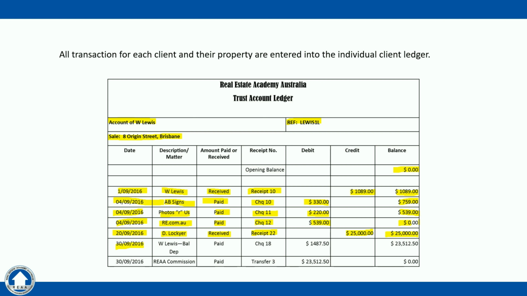And on the 30th of the 9th, obviously settlement has occurred, and we are going to transfer the balance of the deposit, which was paid out of the trust account via check number 18, amount of $1,487.50, leaving a balance of $23,512.50. This was then dispersed on the 30th, as well as the commission for the agency, which was paid by way of transfer of that $23,512.50, leaving that client's ledger at a 0 balance at the end of the month.